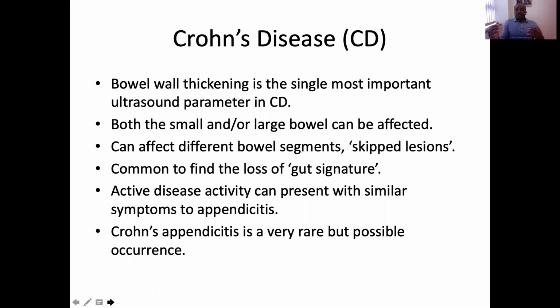So IBD is made up of Crohn's disease and ulcerative colitis. Now, Crohn's disease. Bowel wall thickening is the single most important ultrasound parameter in the diagnosis of Crohn's disease. There are numerous publications and research on Crohn's disease in particular, and ulcerative colitis as well. And the agreed consensus is that bowel wall thickness, and in some cases color Doppler, are the two key factors that we use in diagnosing and monitoring Crohn's disease.